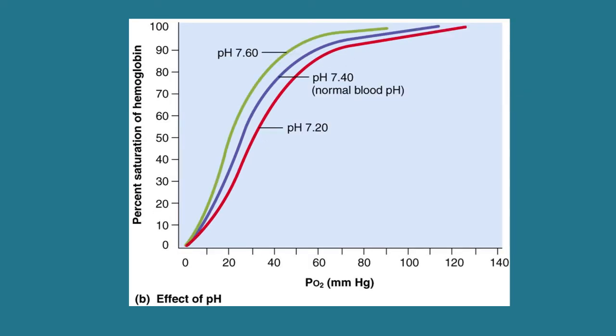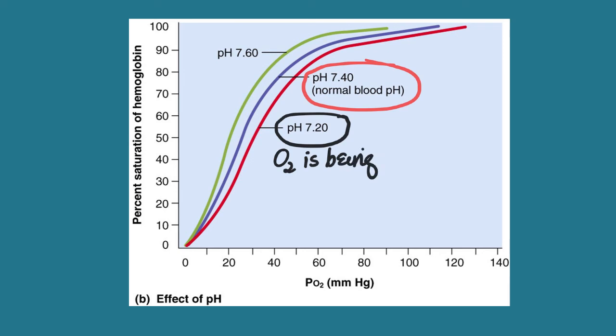Let's interpret the oxygen dissociation curves for pH. Let's look at the normal pH first. Here we have the normal pH, and like we said earlier, anything to the right means that the oxygen is being released. So just by going with our rules, we'll say oxygen is being released or dissociated. And anything to the left means oxygen is being held.